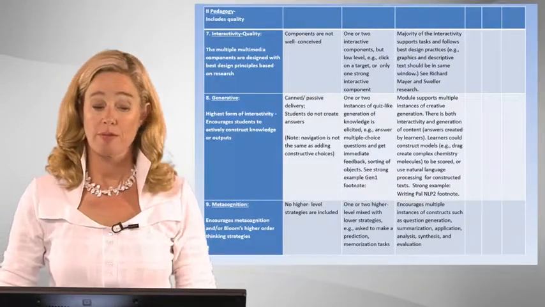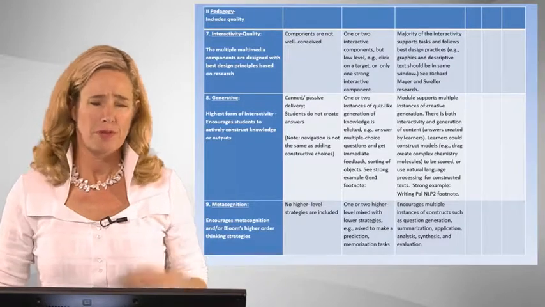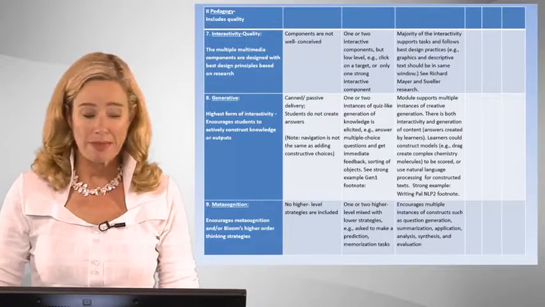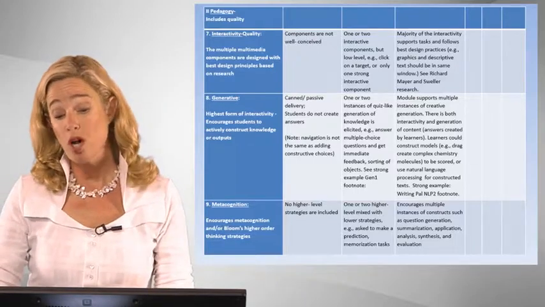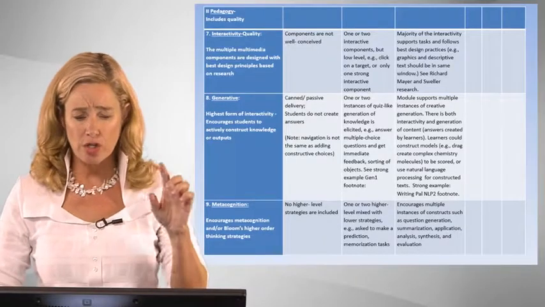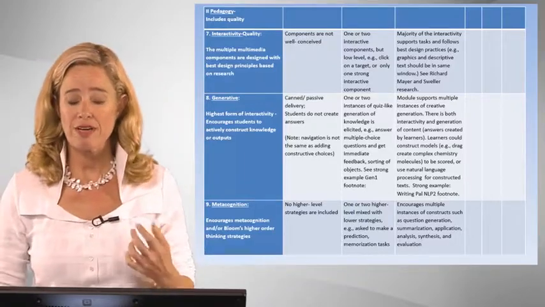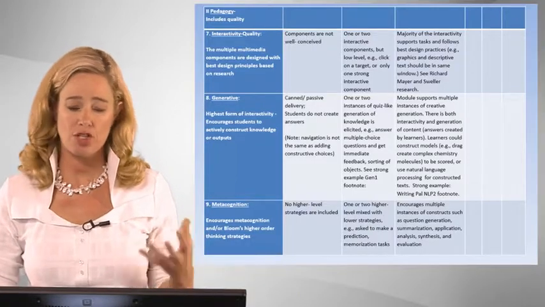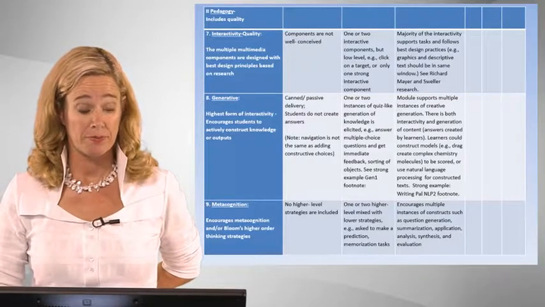Section 2, the pedagogy. And here's where we get into the quality. Number 7 of section 2. Interactivity, the quality. There are multiple multimedia components that are designed with best design principles of practice. So you would get a 1 if there were only 1 or 2 components, but they're pretty low level. So for instance, if you just click on a target or there's only 1 component, you get a 1. You get a 2 if the majority of the interactivity supports tasks and follows best design principles, such that graphics and descriptive text should be in the same window. Many of these tenets come from Ritchie, Mayer, and Sweller, etc.